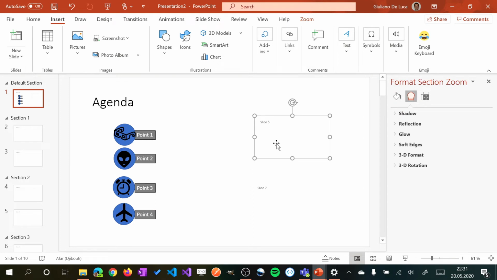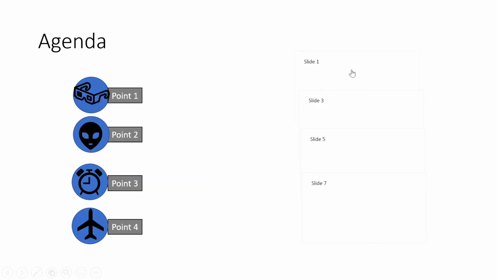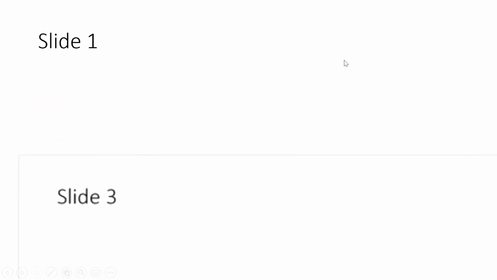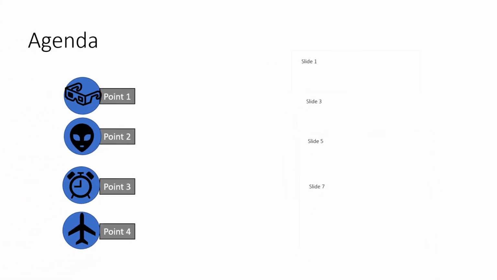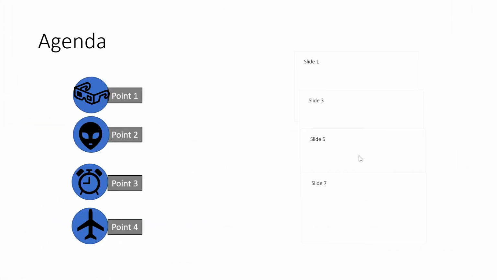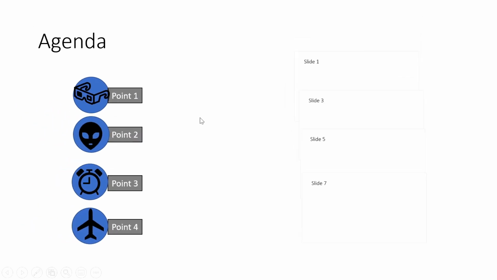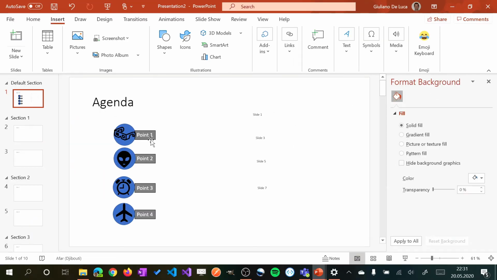Now I will move this a little bit, and I'll show you now how the effect works. So if I click on this one, I can jump directly to slides 1, 2, 3. The same if I click here, 4, 5. And again here, the same. Okay, now we have to use this kind of zoom navigation applied to these points here.